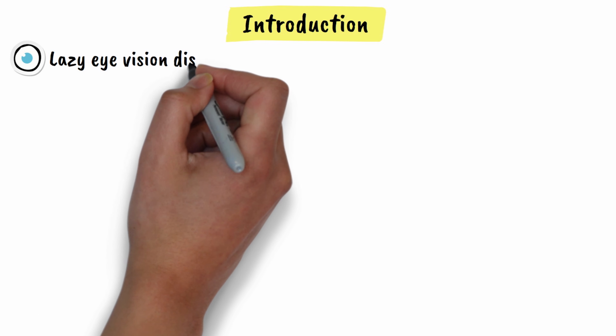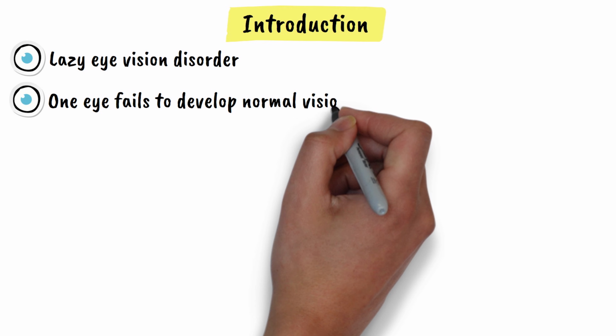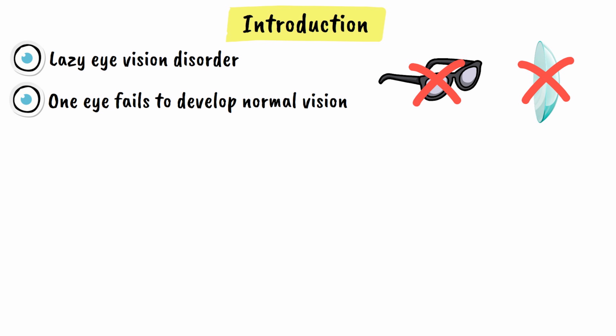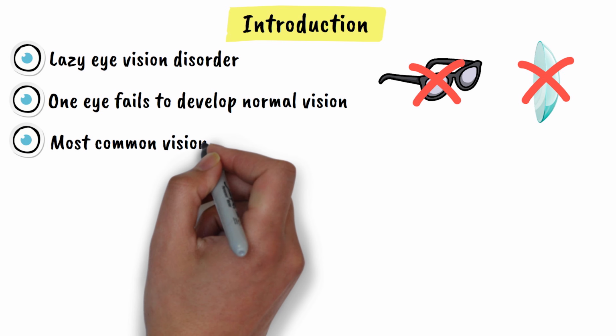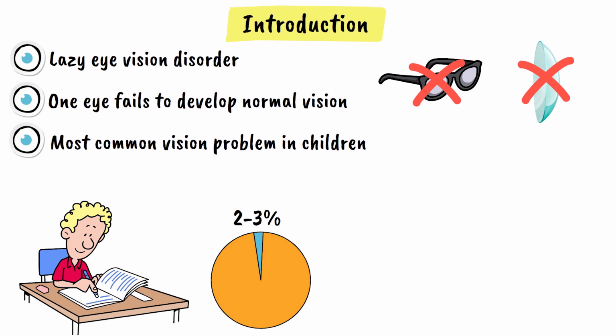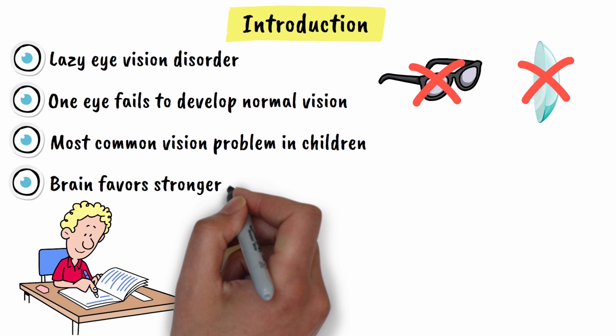Amblyopia, commonly known as lazy eye, is a vision development disorder where one eye fails to achieve normal visual acuity, even with glasses or contact lenses. It is the most common cause of vision problems in children, affecting about 2 to 3% of kids in the United States. Amblyopia occurs when the brain and one eye are not working together properly.